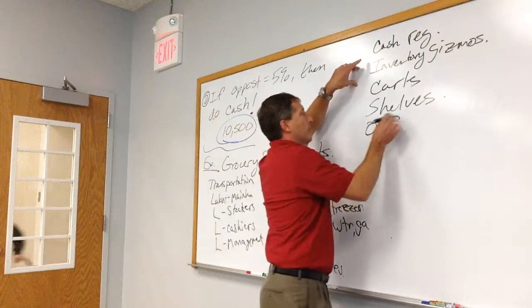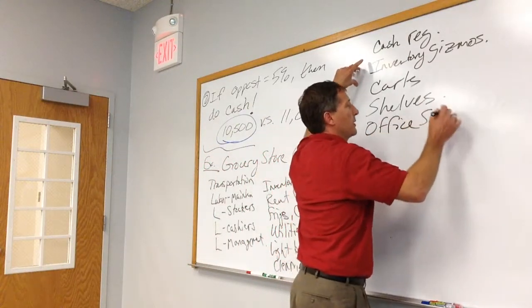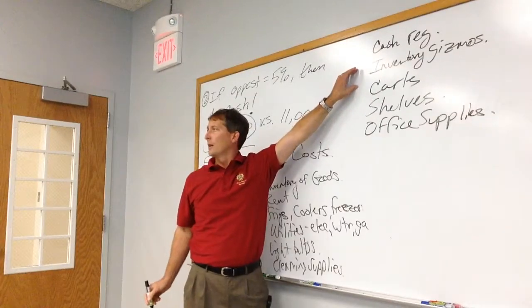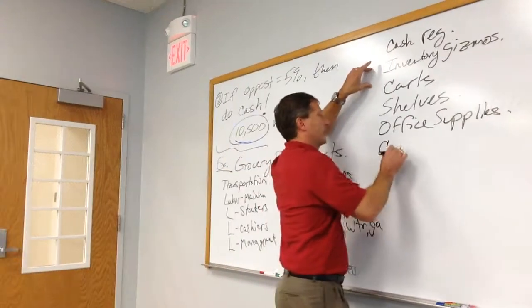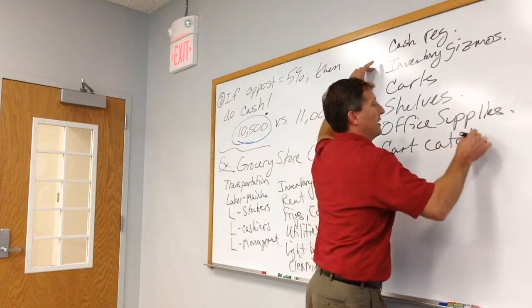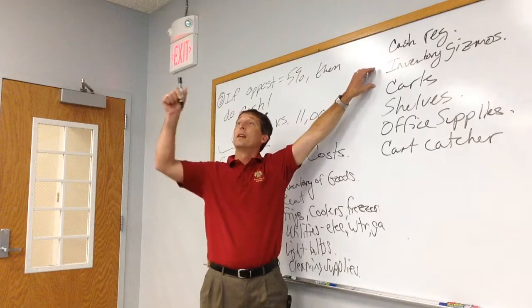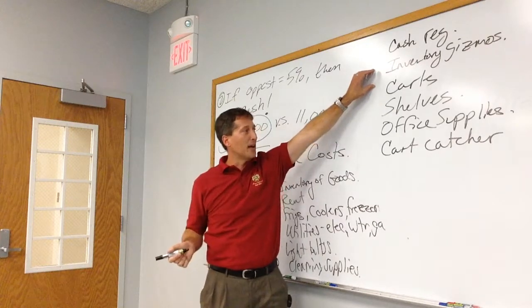Office supplies, good. We got paper and pencils in order to keep track in the office. Cart catcher things in the parking lot. Whatever they're called, cart catchers. What's that? Corrals, the cart corral, okay.